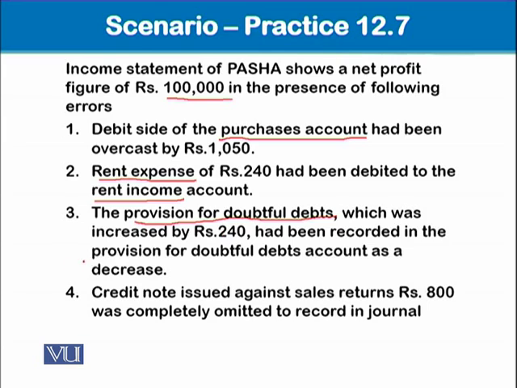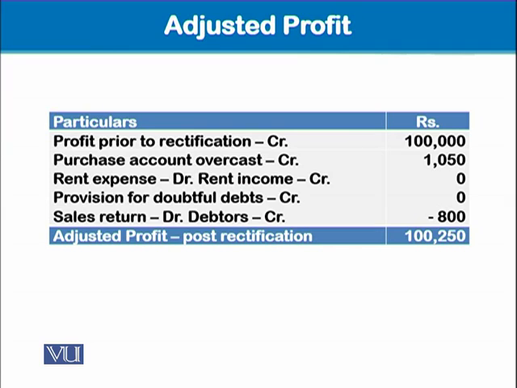Well, so credit note issued against sales return rupees 800 was completely omitted to record in the journal. So what we see is that there are nominal accounting heads in these rectifying accounting entries, and we will see how these will be treated.